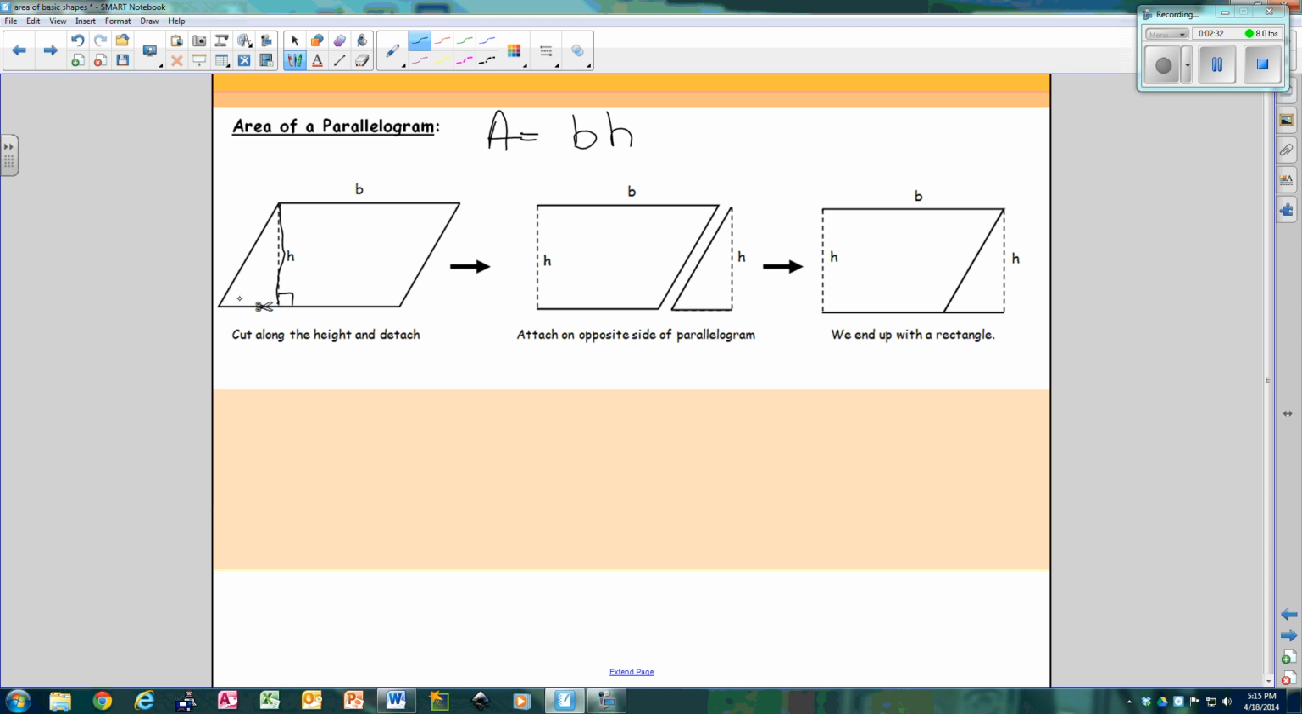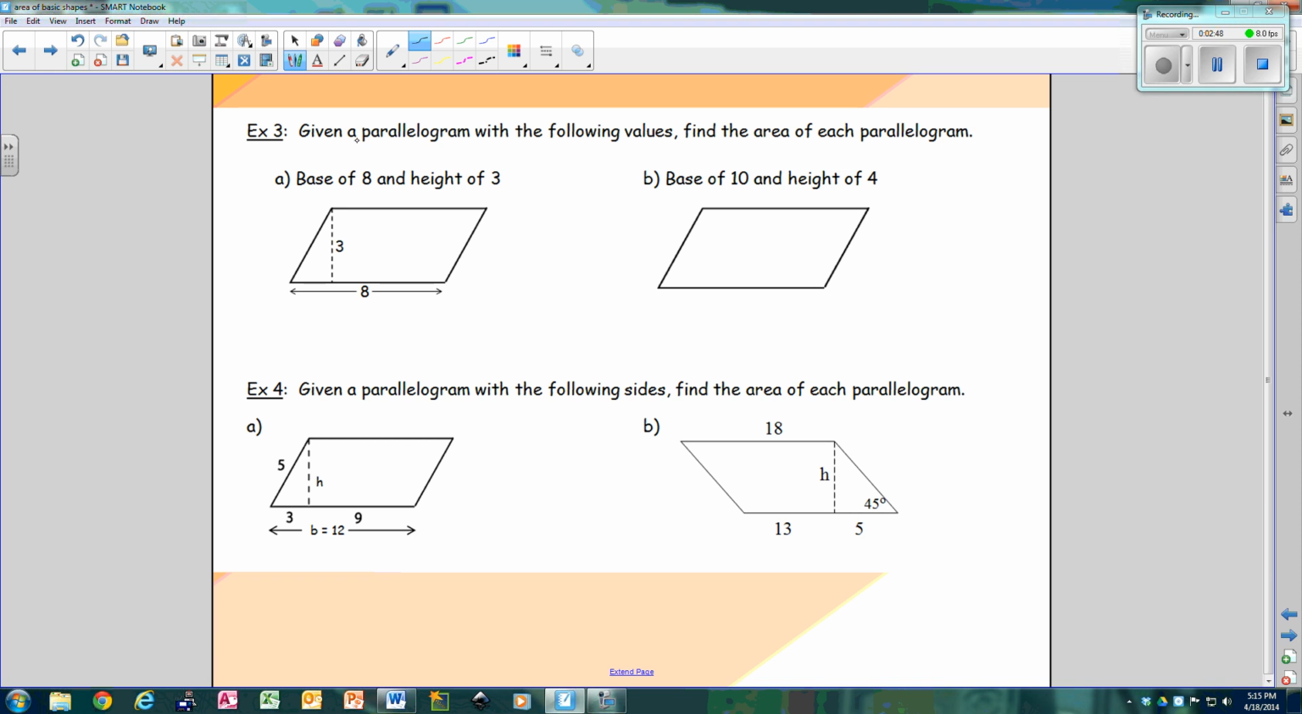So remember that your base and your height have to be perpendicular. So this piece right here, this is actually the width, and we don't use the width when we're doing parallelograms. So you have to use what's inside the parallelogram to get your height. So let's try some. It says, given a parallelogram with the following values. So if my formula is base times height, well, the base is 8 times the height is 3. So 8 times 3 is 24. So the area would be 24.